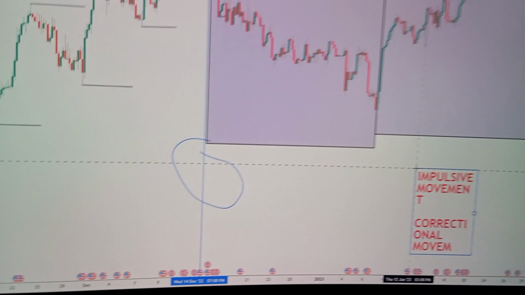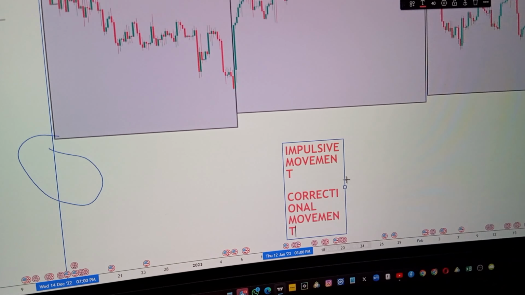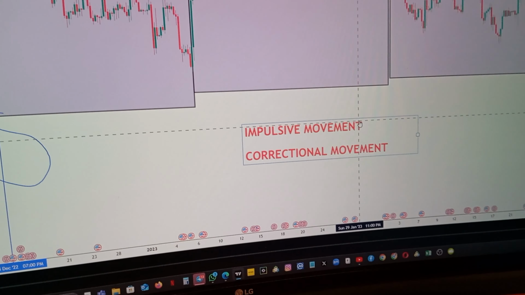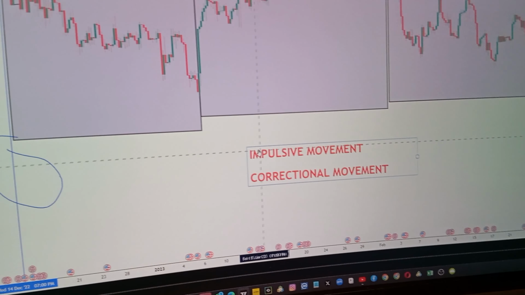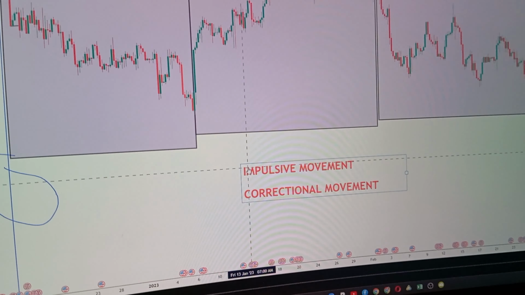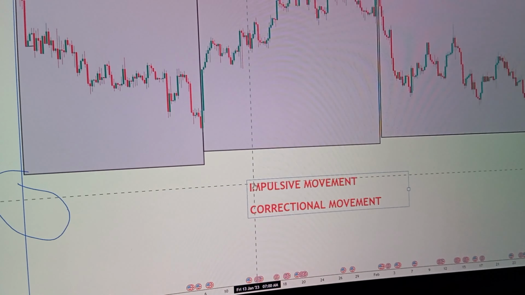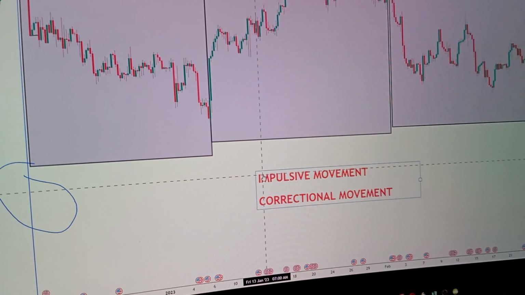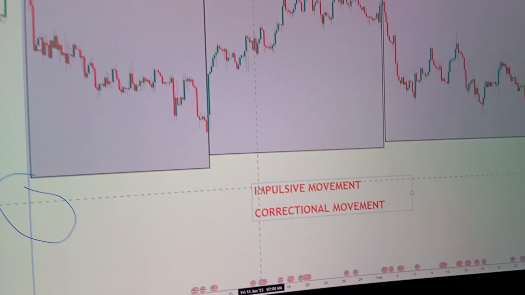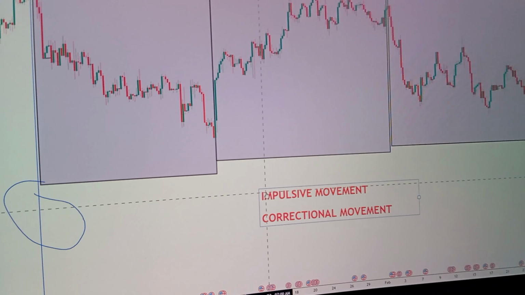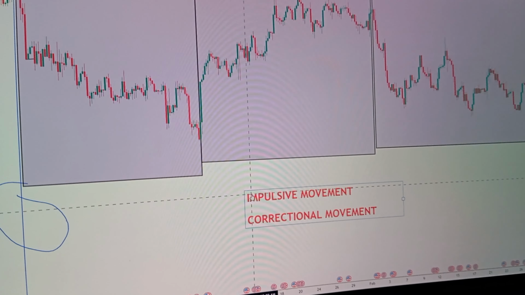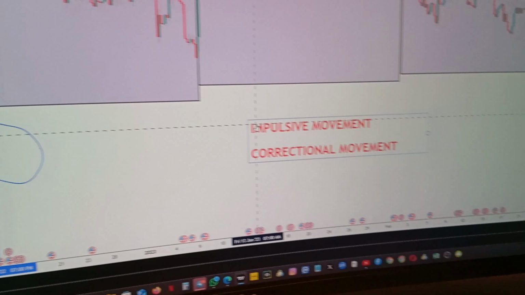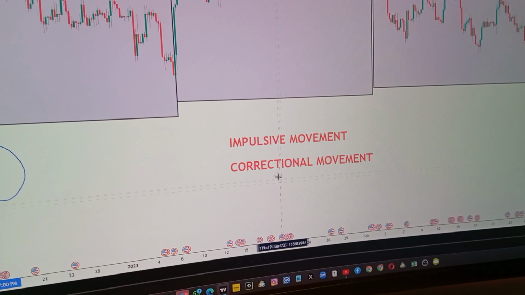Okay, please don't joke with this. What I'm teaching you, don't joke with it. Make sure you learn it again and again. It's very, very important. So we have impulsive movement, and then we have correctional movement. Impulsive movements are always fast. They print healthy candles, extend up or extend down faster, and give you money quickly. It plays out faster. It doesn't take time. It's a good market condition, high liquidity, high volatility. But correctional movement is slow with choppy candles.